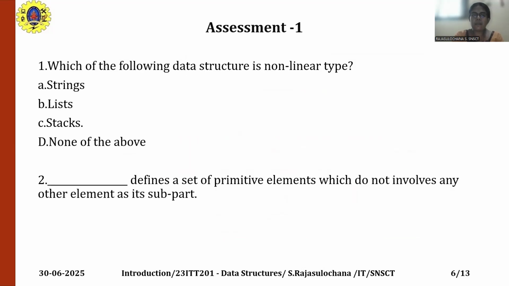Now let us have some quiz. Which of the following data structures is non-linear type? We have options: strings, list, stack, and none of the above. It is none of these, right? String comes under primitive data type, because a string is a character array. List and stacks are linear types. So none of the options belongs to the category of non-linear data structure. Second one: dash defines a set of primitive elements which do not involve any other element in its subpath. Take this as an assignment. Try finding the answer for this question.